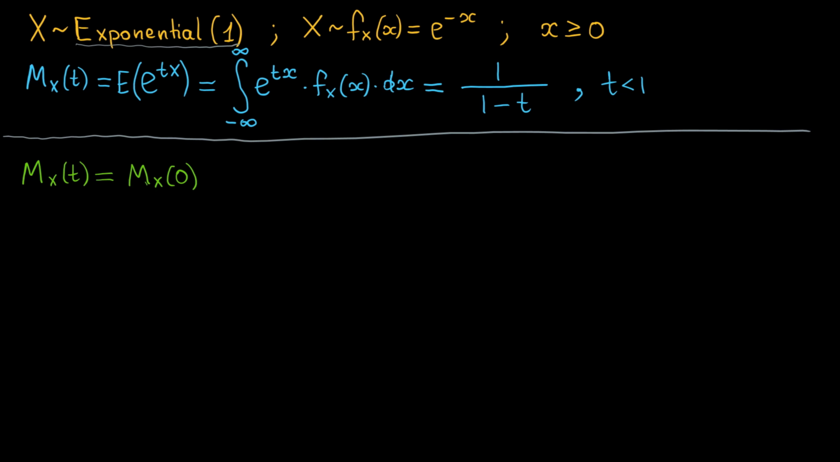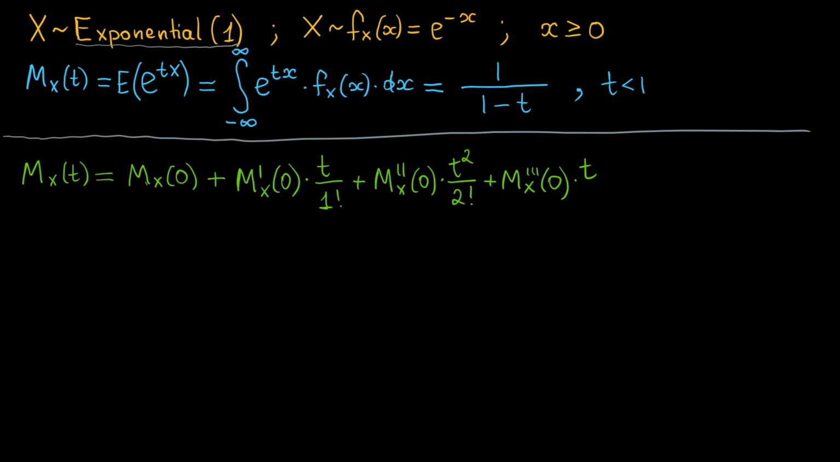The first term is the moment generating function evaluated at 0, plus the first derivative of the moment generating function evaluated at 0 times t over 1 factorial, plus the second derivative of the moment generating function evaluated at 0 times t squared over 2 factorial, plus the third derivative of the moment generating function evaluated at 0 times t cubed over 3 factorial, plus, and so on and so forth.